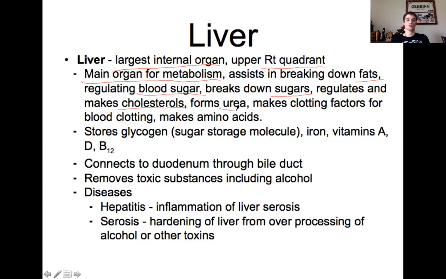Urea is the precursor to urine, and then it makes clotting factors that can be used for blood clots. And last but not least, it produces amino acids. Your liver can regenerate itself.